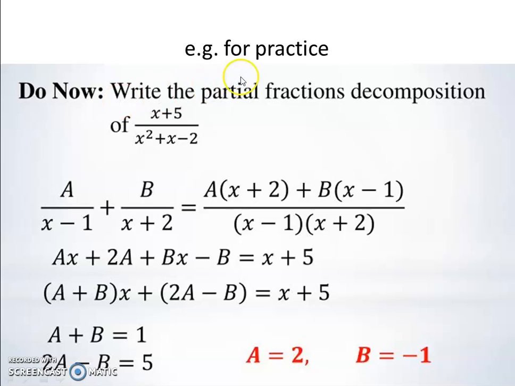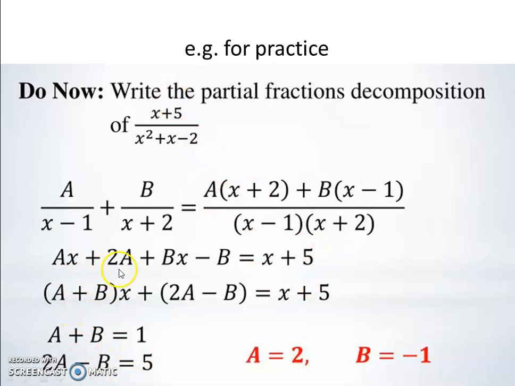Now, an example for practice. Write the partial fraction decomposition of x plus 5 upon x square plus x minus 2. 2 ones are 2, so the factors are obviously x minus 1 and x plus 2. We have to take the cross multiplication. So we derive the expression. In this method, we take the cross multiplication: Ax plus 2A plus Bx minus B is equal to x plus 5, which is the numerator.